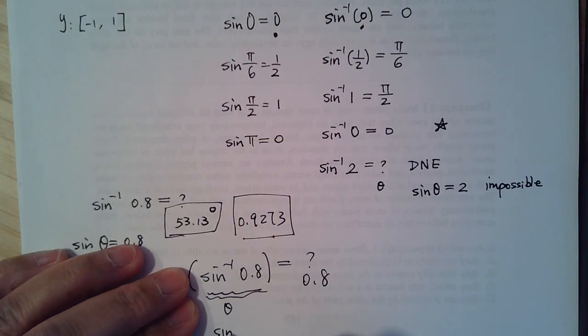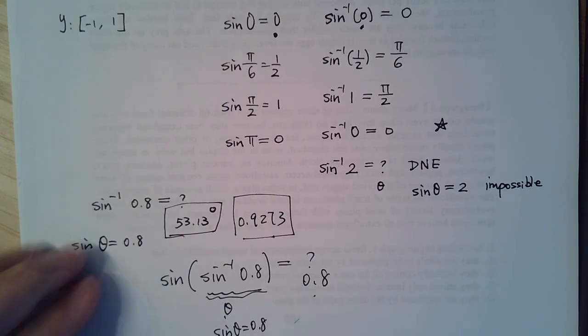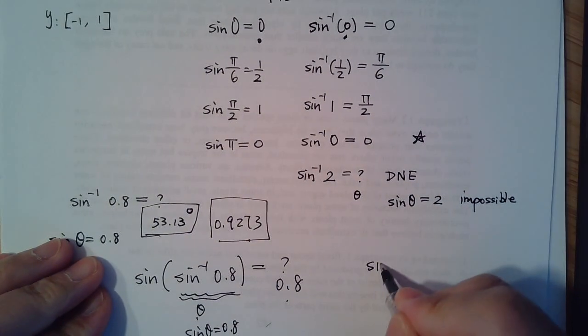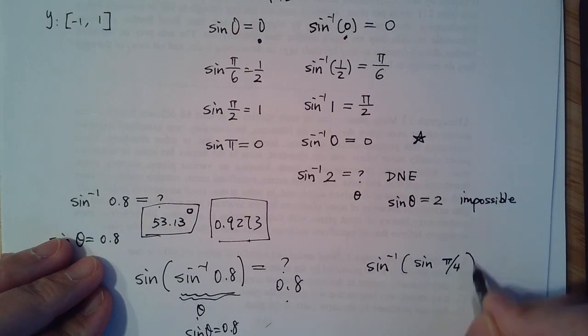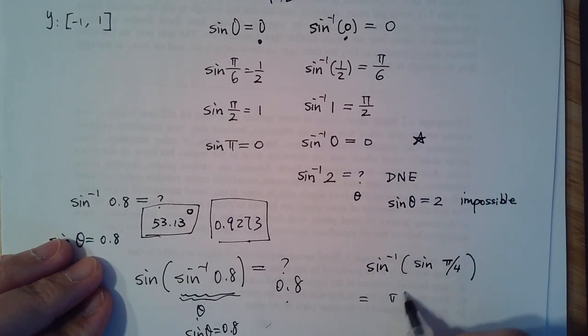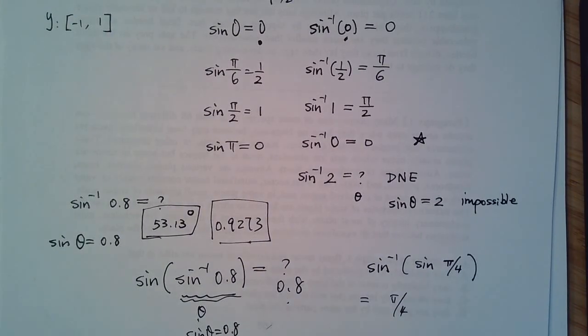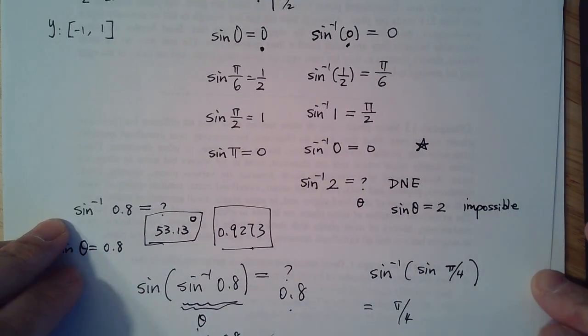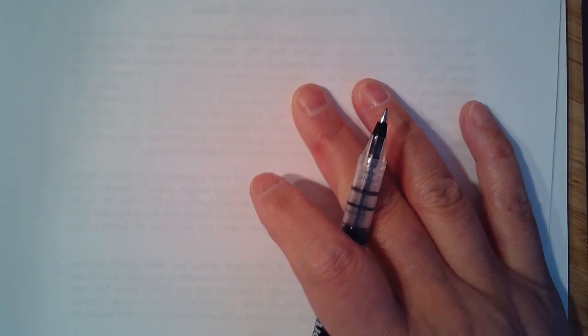I get sine theta is 0.8, right? What about sine inverse? Sine pi over 4. That would be pi over 4. The sine and the inverse go back to pi over 4. Make sure that it matches the domain and the range. Don't go beyond that. Okay, so this is the first trig function, sine.